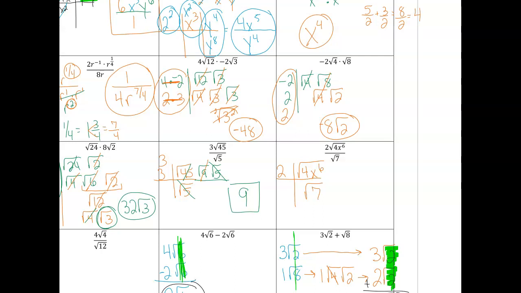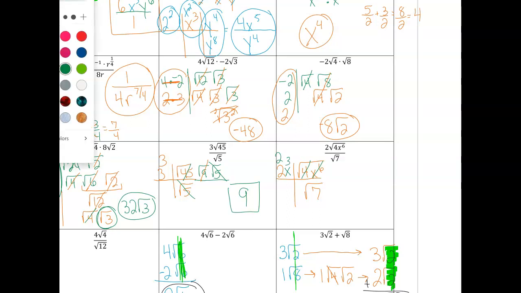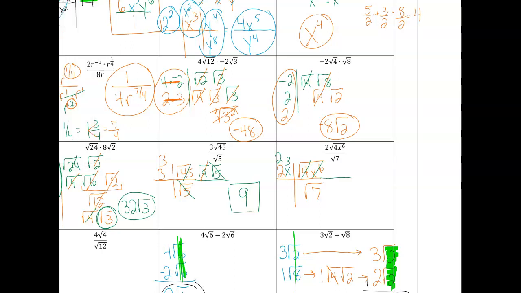All right, starting in the right house. So what's perfect? Well, 4 is perfect. It can move out. X to the 6th is perfect. It becomes x cubed, just cutting that 6th power in half. 7, there's nothing about 7 that's perfect. So we do still have an issue because the last issue is I have a check mark in the denominator and they don't like that.